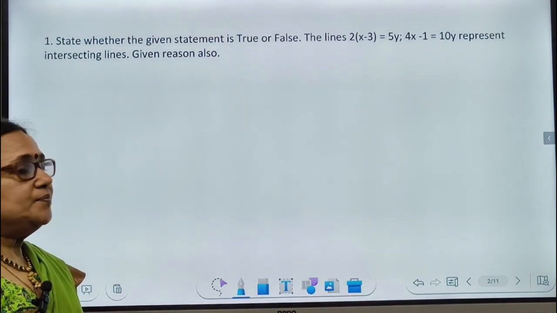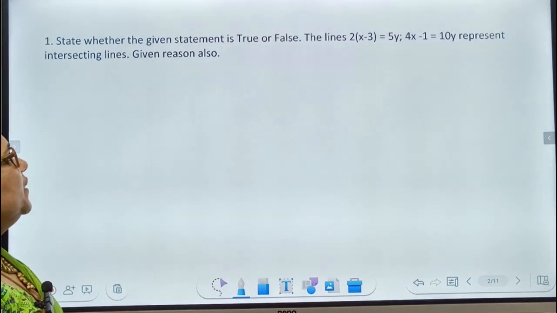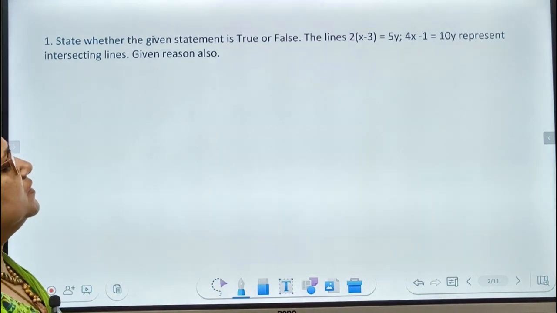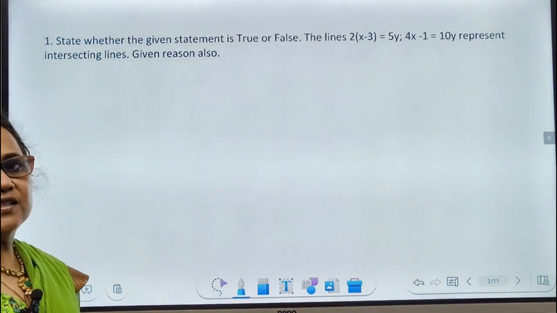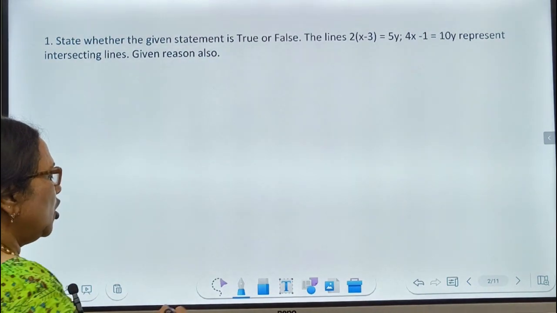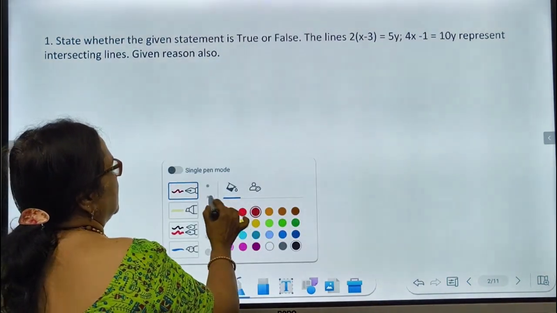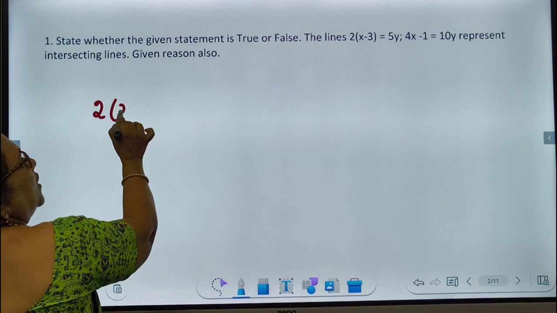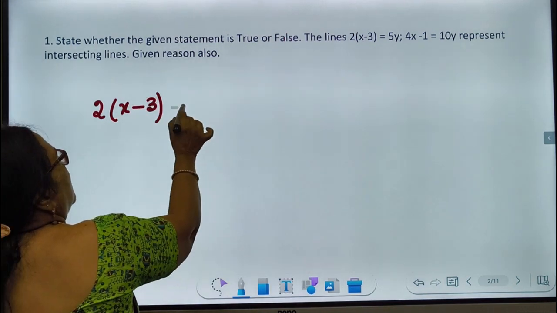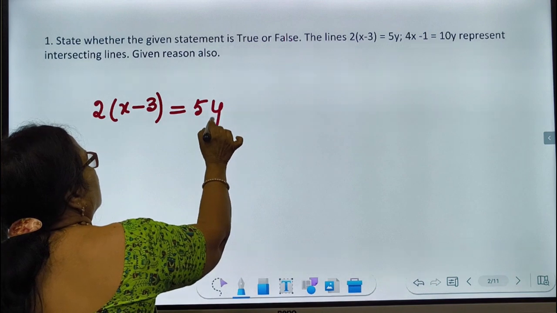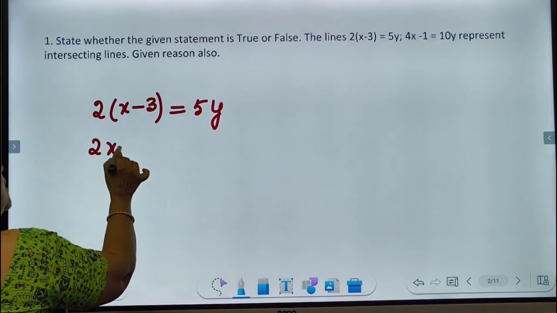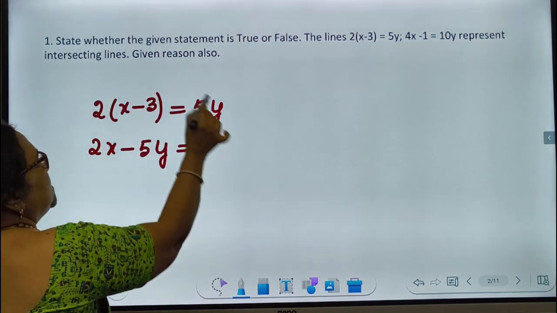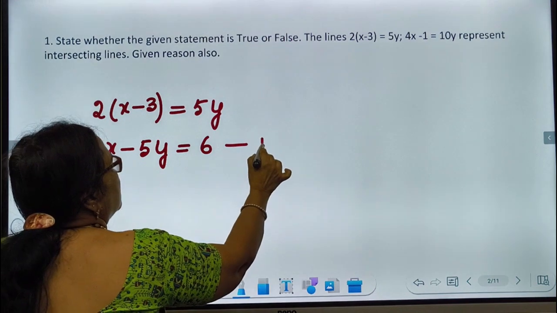Look at the first question. State whether the given statement is true or false. Whether these lines represent intersecting lines. You have to check whether the two given lines are intersecting lines. Okay, so what is the first line? 2 into x minus 3 equal to 5y. So 2x minus 5y will be equal to, this is minus 6 taken to the other side, is plus 6.